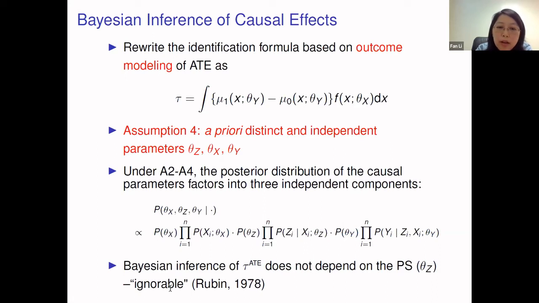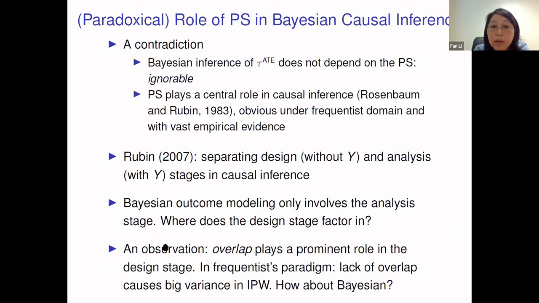That's why the unconfoundedness assumption is also called ignorable. Basically, under this assumption and the additional assumption of a priori independence, the propensity score component drops out from the Bayesian inference of the causal effect. That was pointed out by Rubin in 1978, a long time ago.